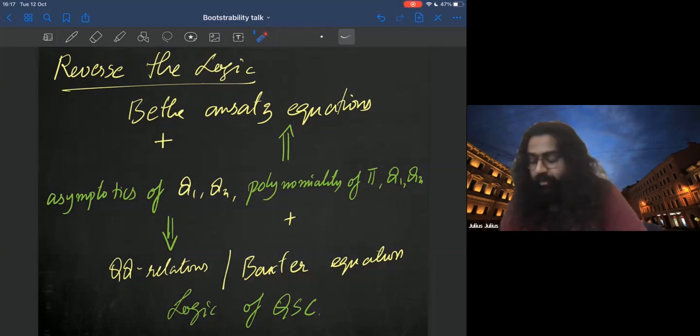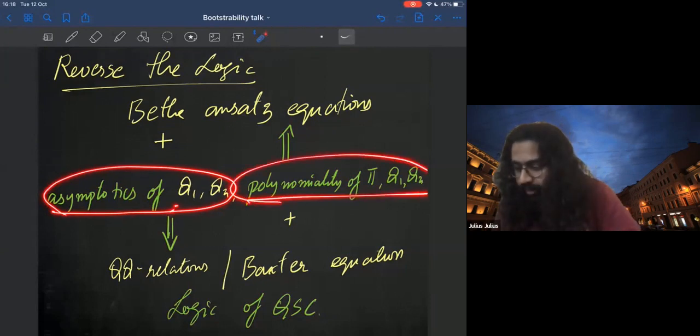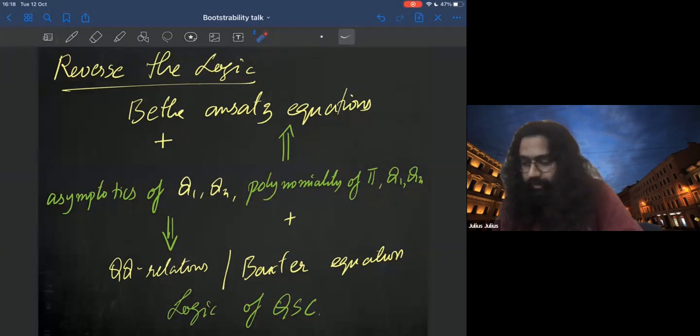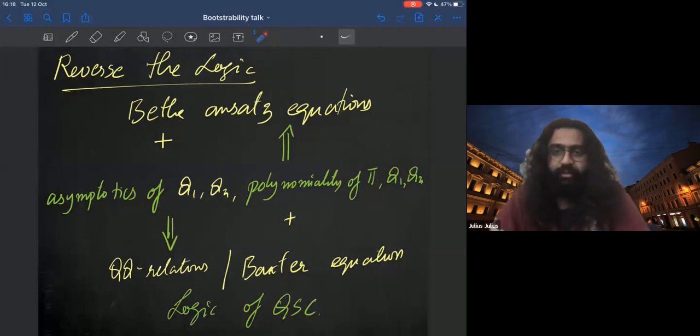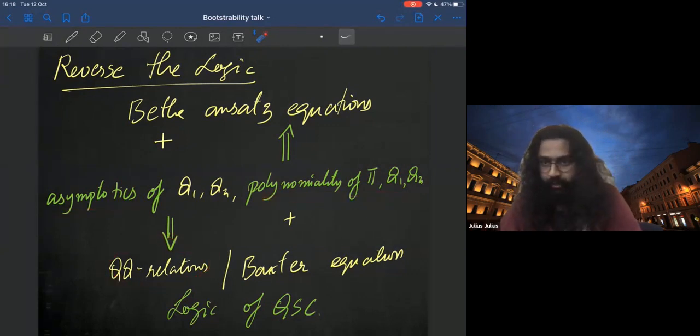What we could have done, or the logic at least of the QSC, is you start with a QQ system or a set of QQ relations. You can derive a Baxter equation from them, but you don't have to. So you start with a set of QQ relations, impose the asymptotics of Q1 and Q2, impose the polynomiality assumption on T, Q1 and Q2. And from here, you can actually derive the Bethe-Ansatz equation. So this reverse logic is basically the main idea of the quantum spectral curve, the point that just the QQ system with the asymptotics and polynomiality conditions are completely equivalent to the Bethe-Ansatz.